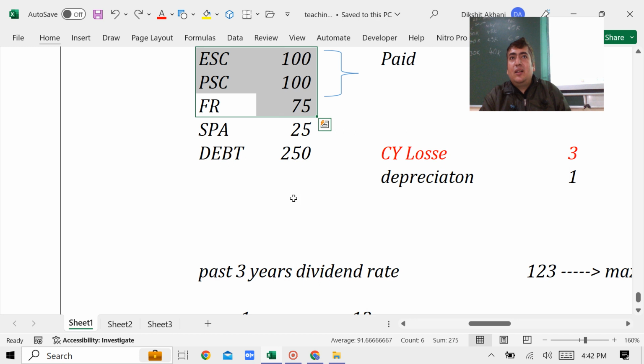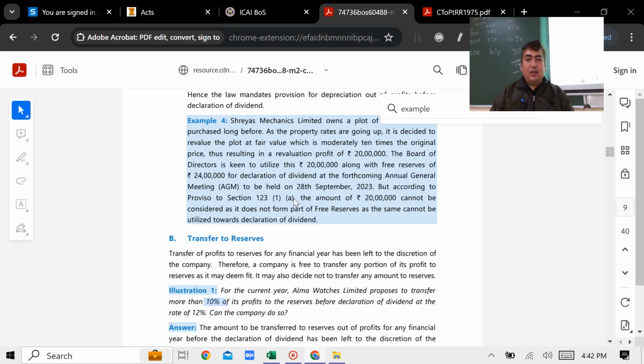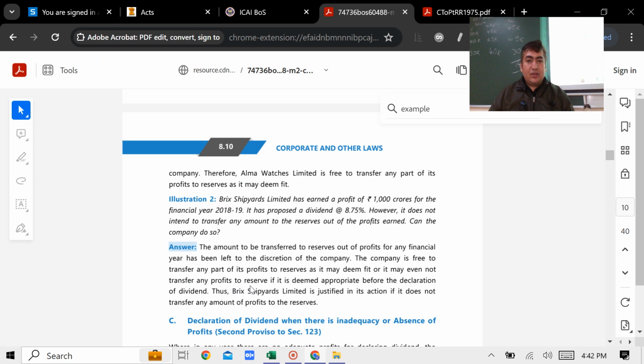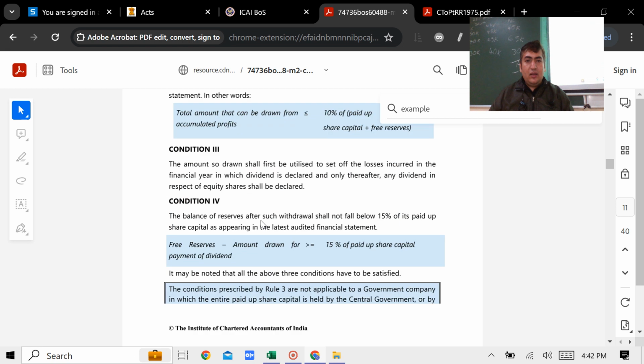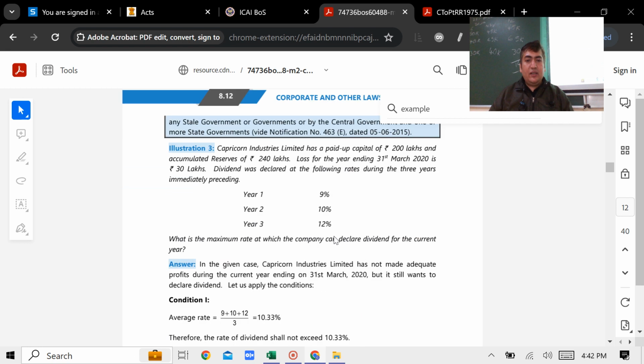Do you know what kind of question they have asked? If you just check your study material. All right, let me tell you बच्चा what they have asked max to max. ये हमने already कर लिया है, 10% of paid up share capital and all that stuff, right? Look, this kind of questions they are asking.